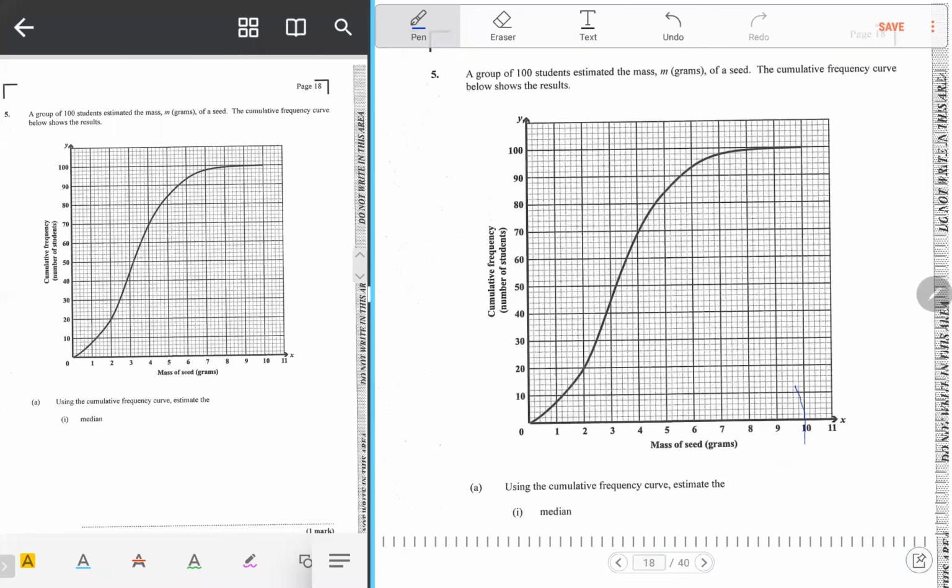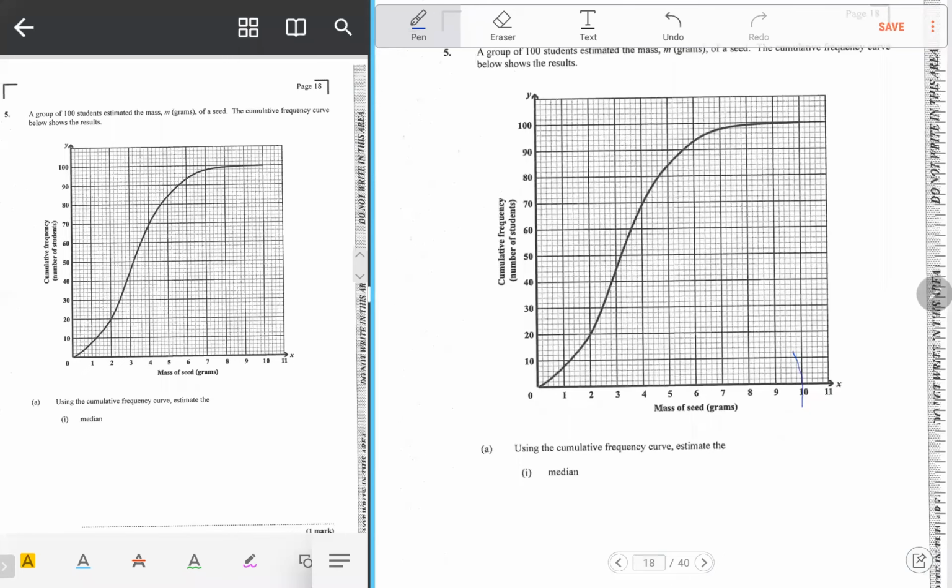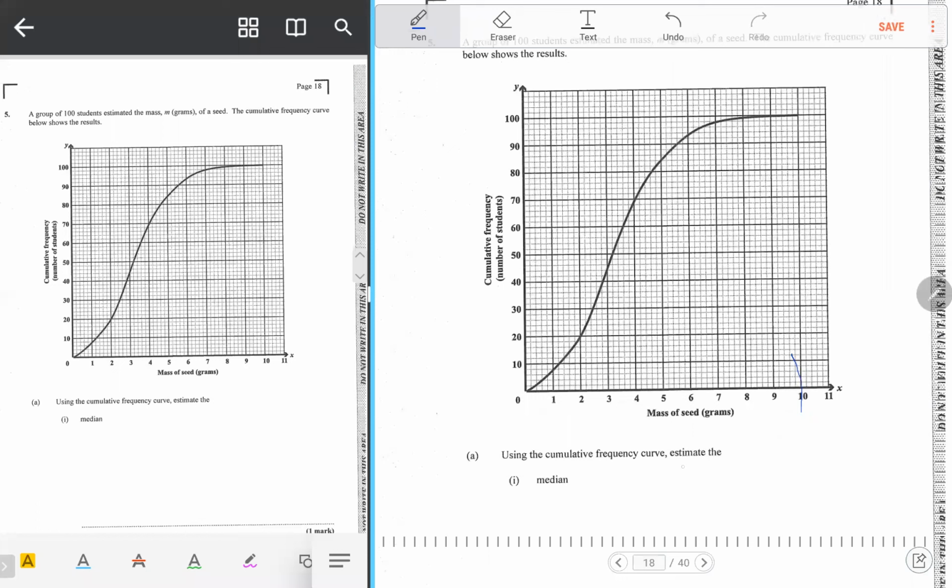Question says, using the cumulative frequency curve, estimate. So why is it estimate? Because the cumulative frequency curve is for grouped data. They don't know the actual measurement. Very good. So everything is estimating.